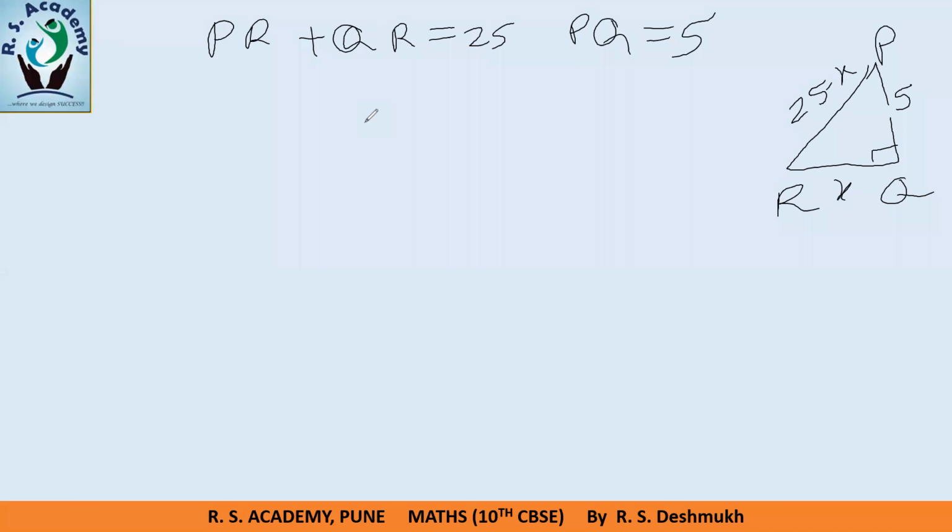Determine the values of, they ask you to find out sin P, second one that is cos P, and third one that is tan P.